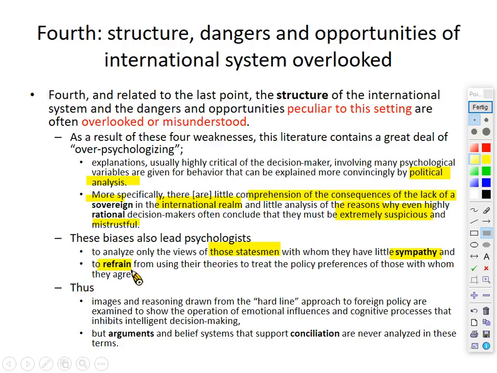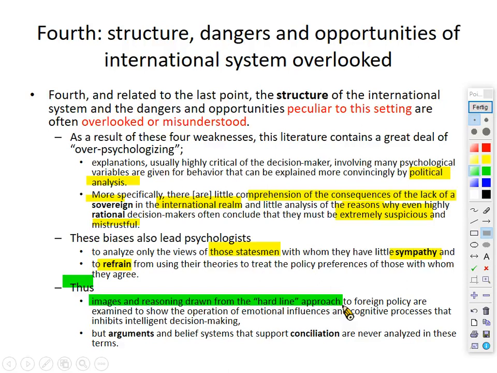And this kind of analysis will be on the very hardliner, right? No soft, no hard. So here comes the result. Thus, images and reasoning drawn from the hardline approach to foreign policy. This is the hardline approach. I don't know you, so I analyze you. Basically, it's just about the same. I have no pity on you, so I analyze you.